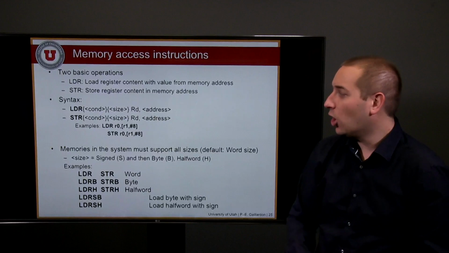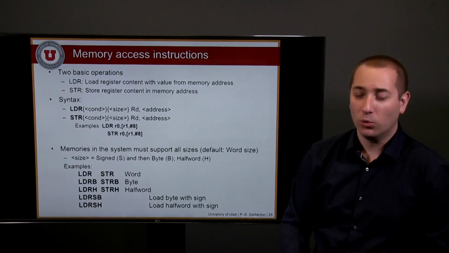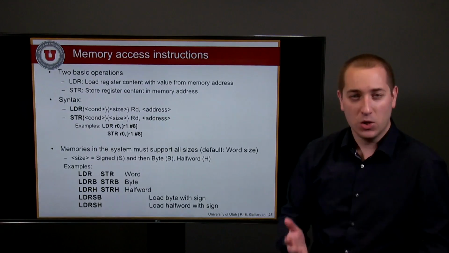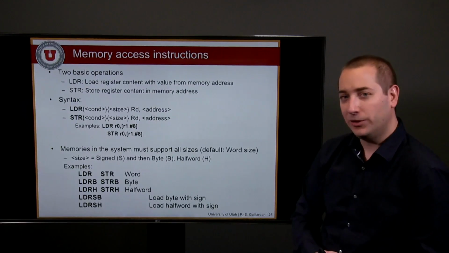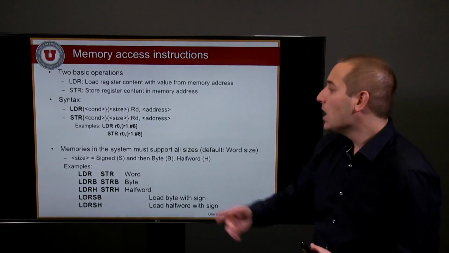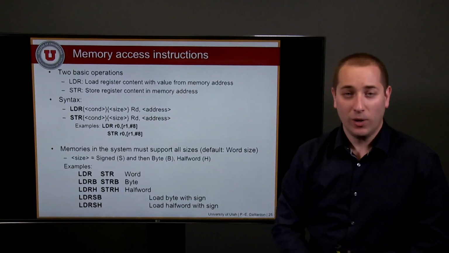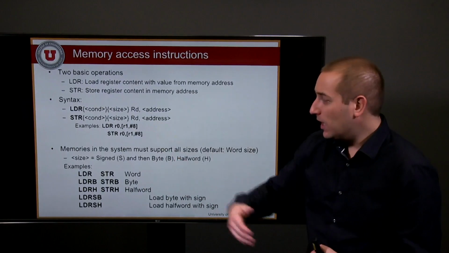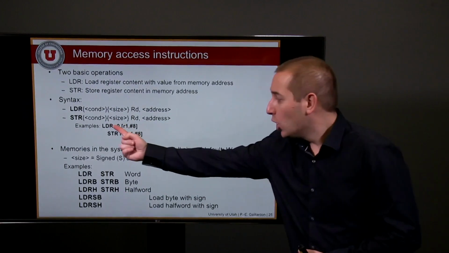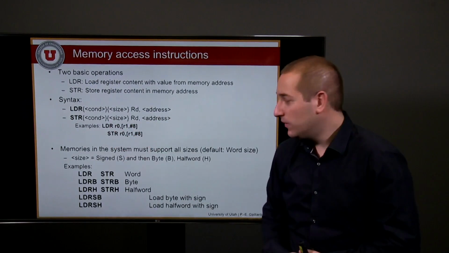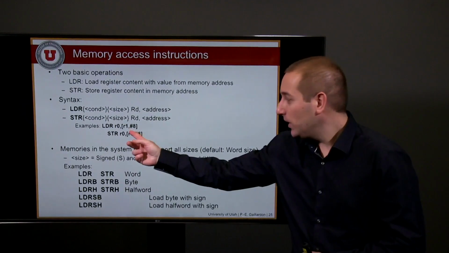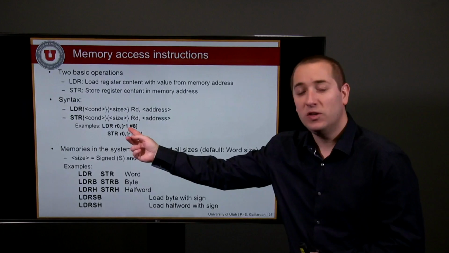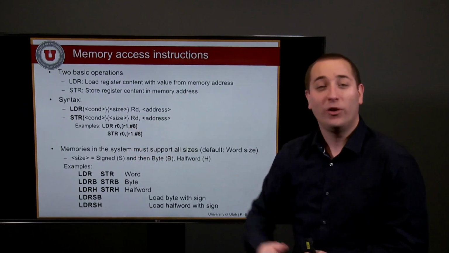You have these STR or LDR opcodes that are followed by a conditional bit that you can use to set conditional operation. We'll discuss that in a few minutes. And followed by the register you want to consider and the given address. So for example, in that case, you will load into the register R0 the content currently stored at the address saved into the R1 register plus 8.